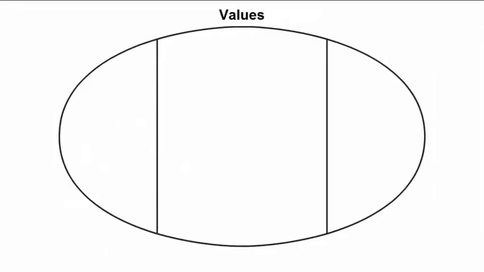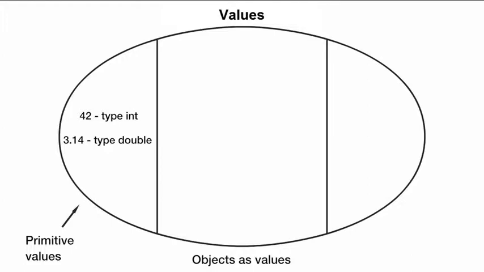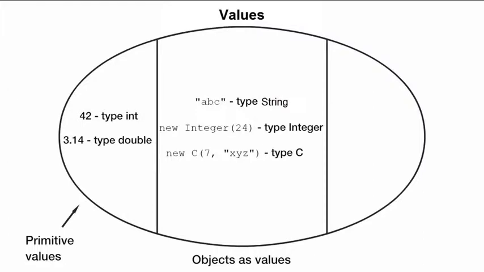First, we'll consider all the possible values you can manipulate in a Java program. The simplest are primitive values, such as the numbers 42 of type int or 3.14 of type double. Objects are instances of a class. Examples of objects as values include "abc" of type String, new Integer(24) of type Integer, and explicitly calling a constructor for a class, here shown as new C(7, "xyz"). Even arrays are objects. So what's the problem?